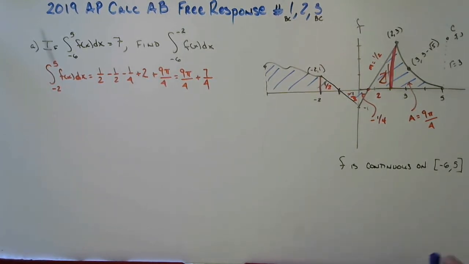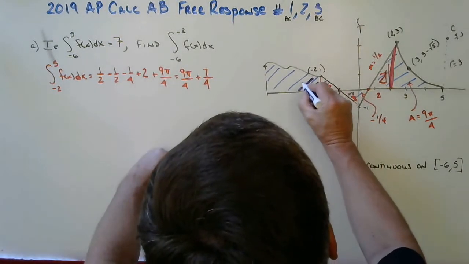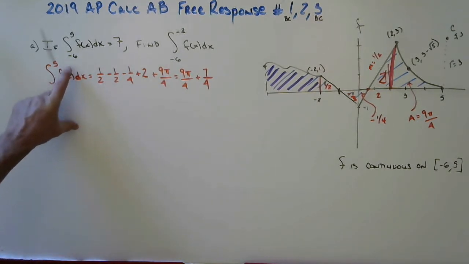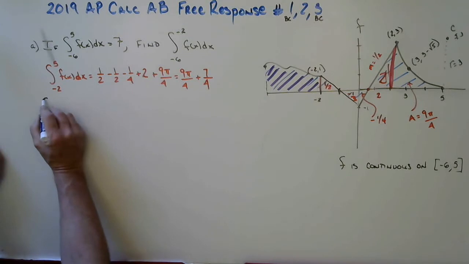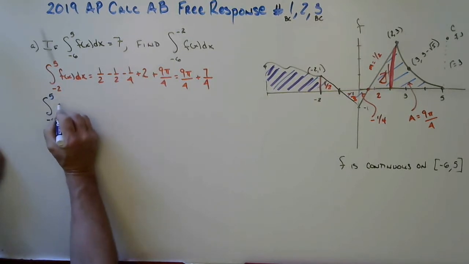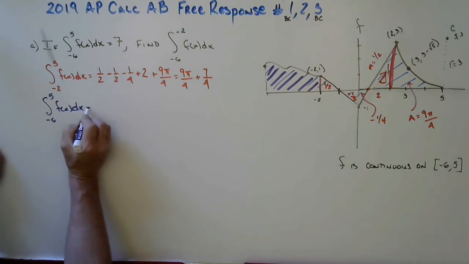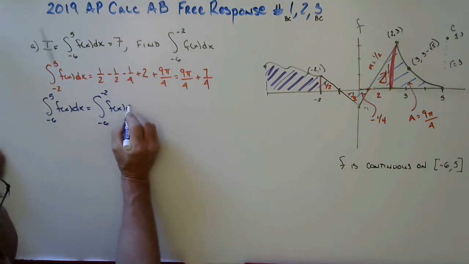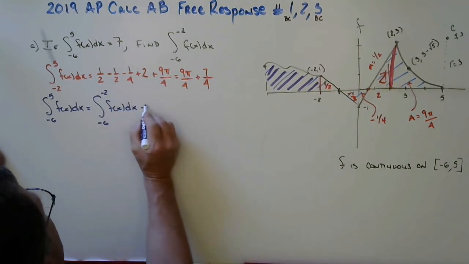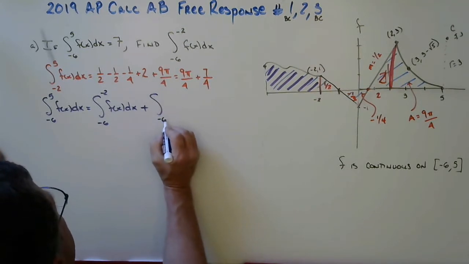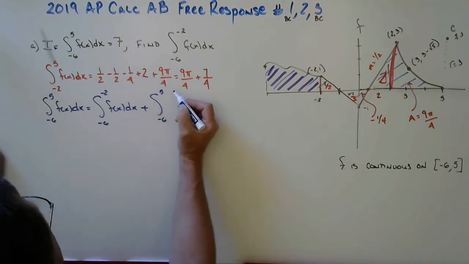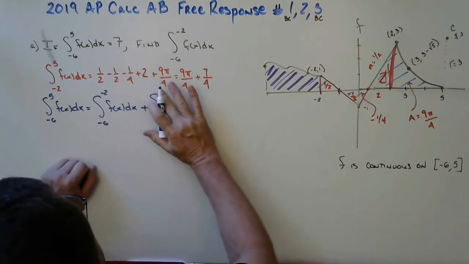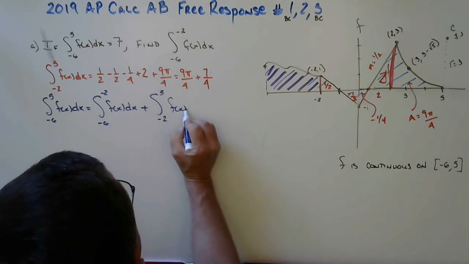Now, what is the area here going to be? Well, we know what this area is going to be. It's going to be the area of the entire thing minus the area we have. Because we have a theorem that says the integral from -6 to 5 of f of x dx is equal to the integral from -6 to -2 of f of x dx, that's the part we need, plus the integral from -2 to 5 of f of x dx.